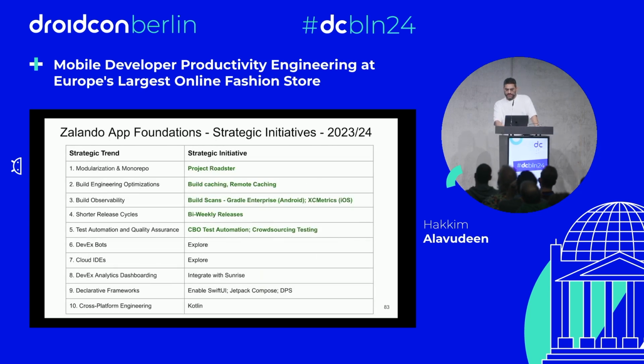Looking forward, again cross-referencing with the industry trends, these are some of the initiatives that we want to try and explore. Noteworthy are cloud IDEs and investments into declarative frameworks like SwiftUI and Jetpack Compose, which we've already made quite a lot of headway with.